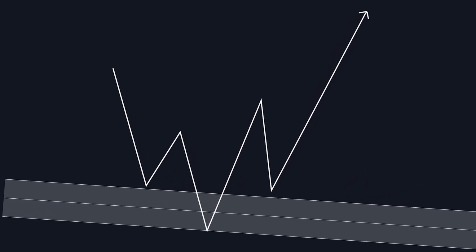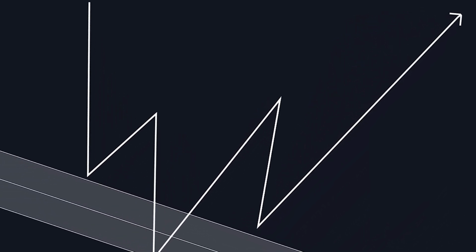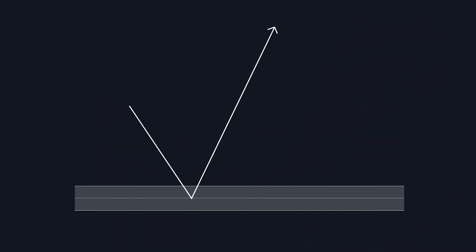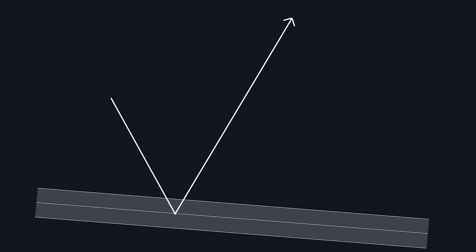Alright, so there are 2 types of entries for this strategy. There's the regular old risk entry, then there's the confirmation entry. So first is the regular old risk entry. The risk entry is the slightly riskier entry, hence the name.